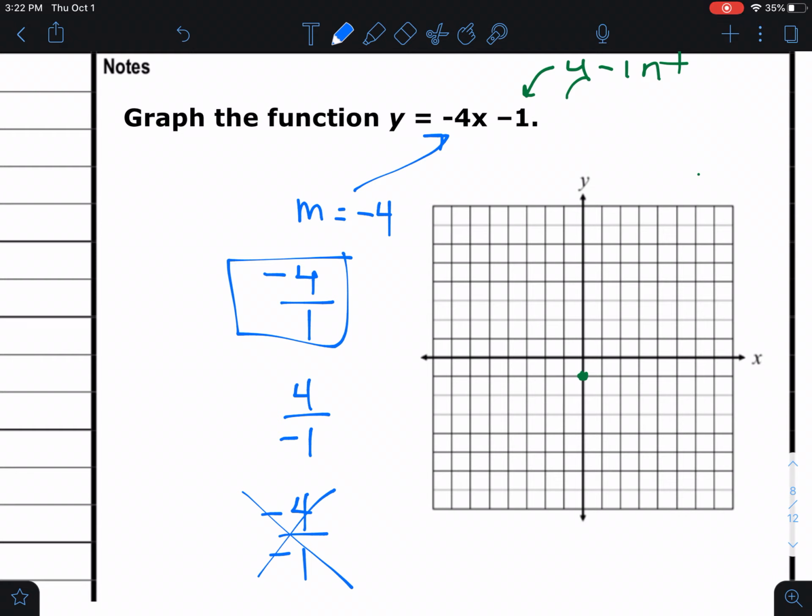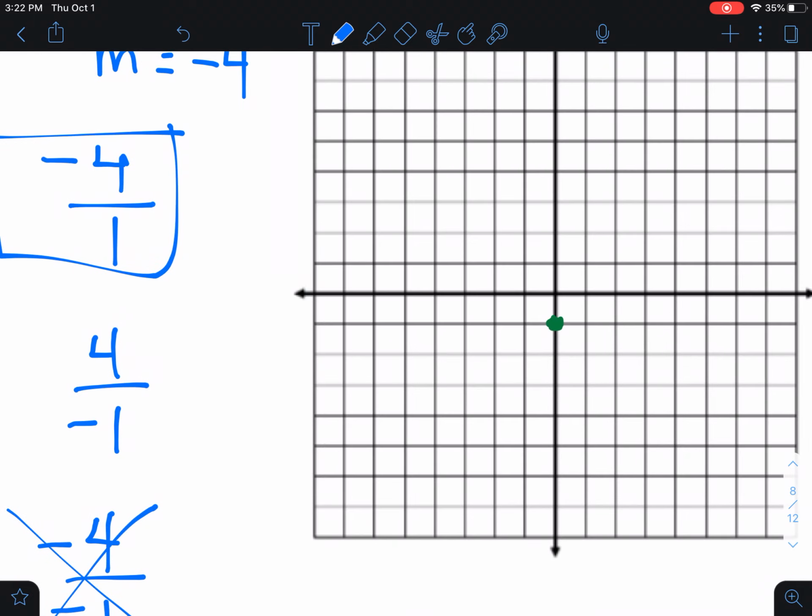So what that means is from that green dot that I made, a rise of negative 4 means go down 4. So I'm going to go down 4 units from there. And then I want to go 1 unit positively for my run. So because it's positive, we're going to go to the right. So now I'm currently here. And now you could do that again if you'd like, but that's really all you need. So now I'm going to draw my line through those 2 dots, and I've just graphed my linear function.